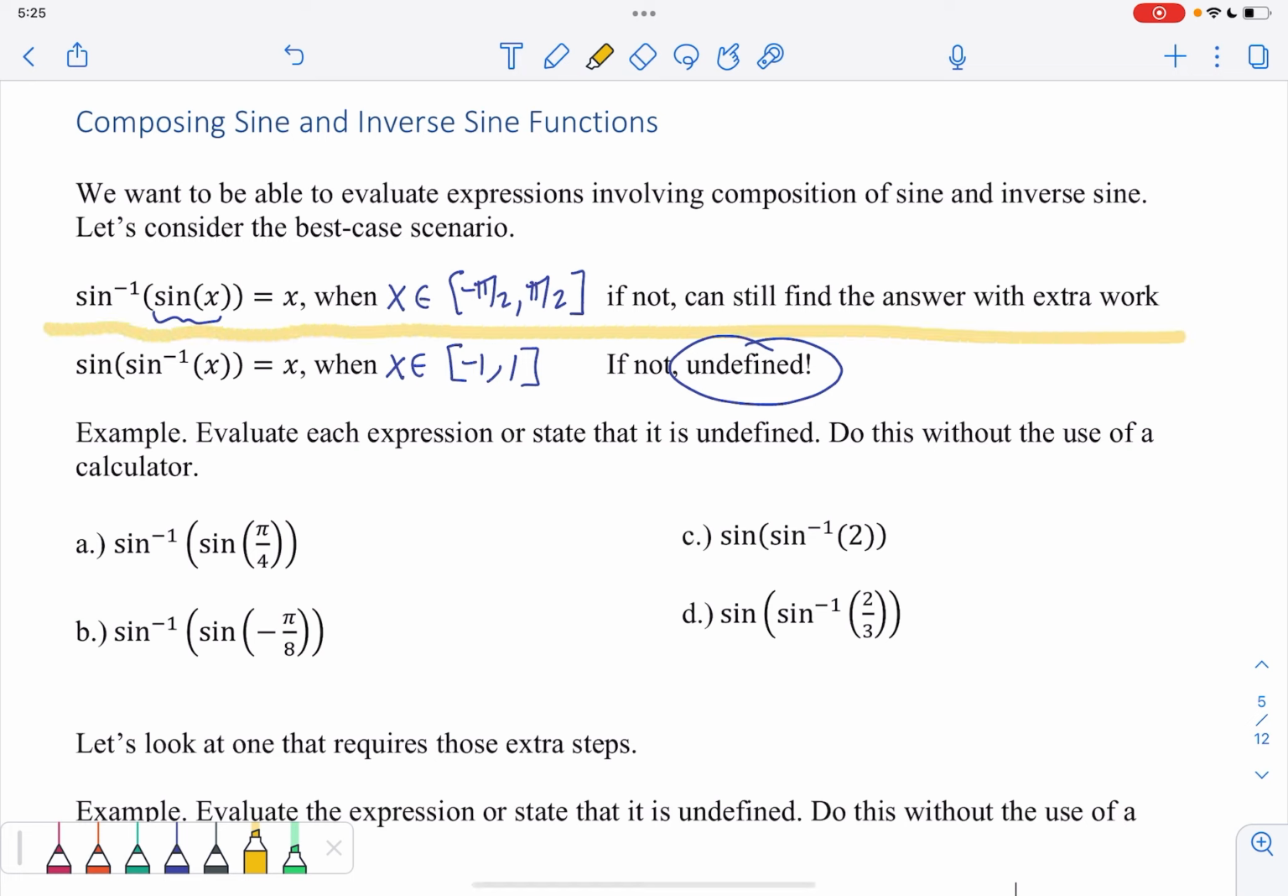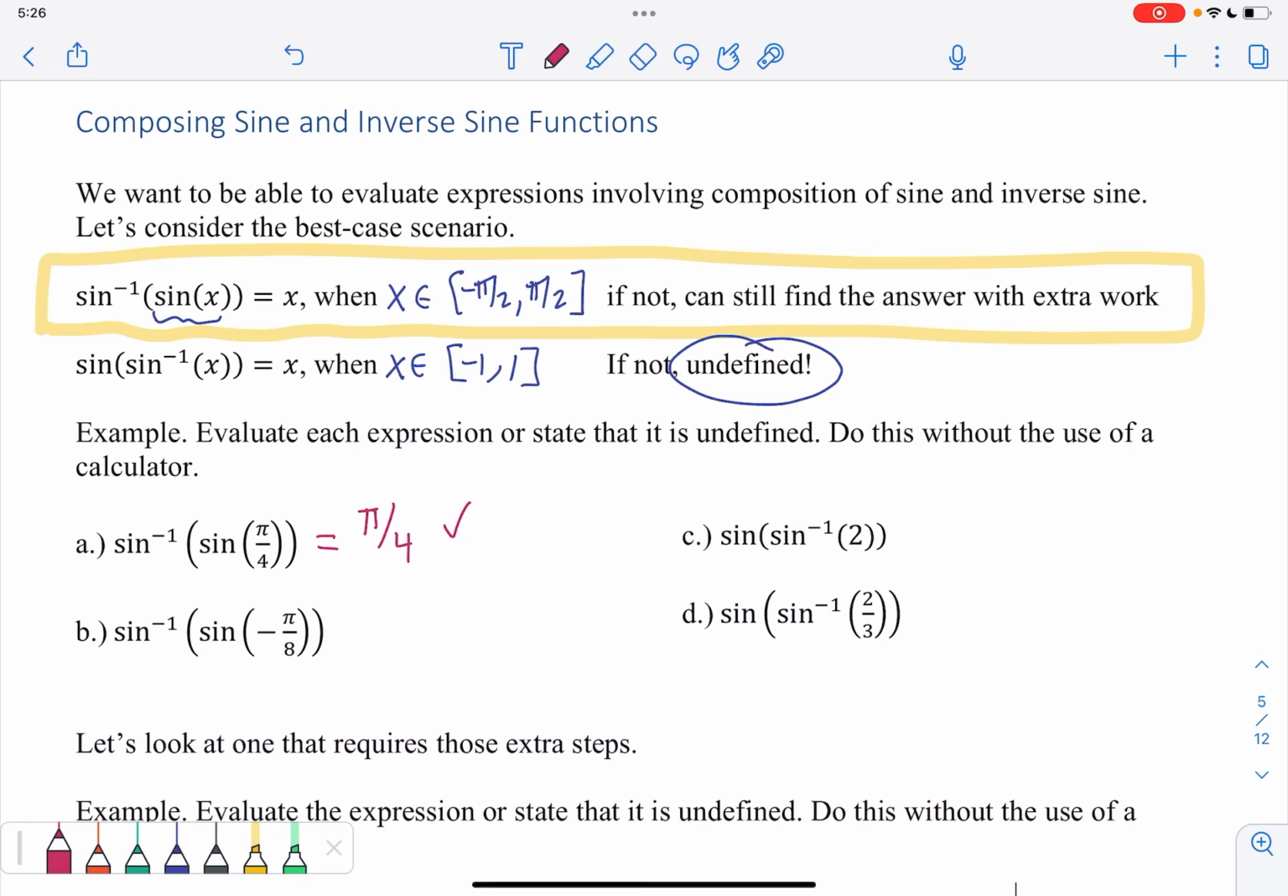So let's remember what that says. It says, the input here is pi over 4. And it says, well, this whole thing can just be equal to the input if x is in between negative pi over 2 to pi over 2. Well, pi over 4 certainly is. So this is just equal to pi over 4. Check.